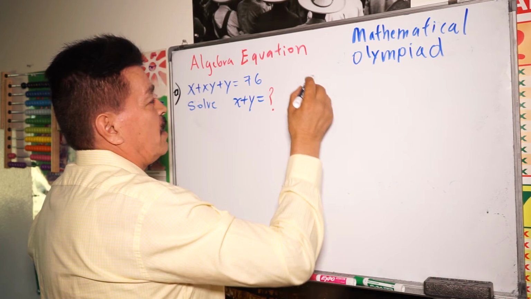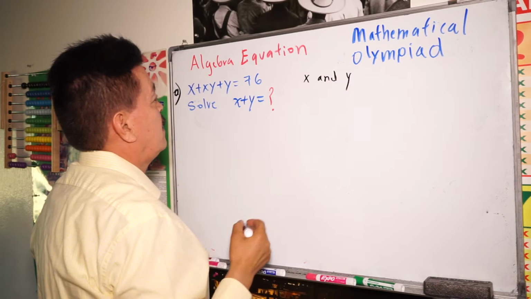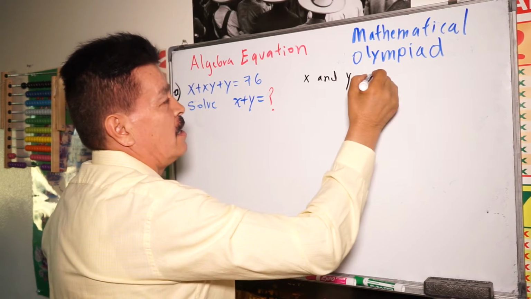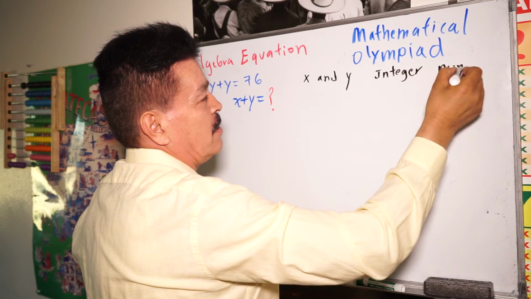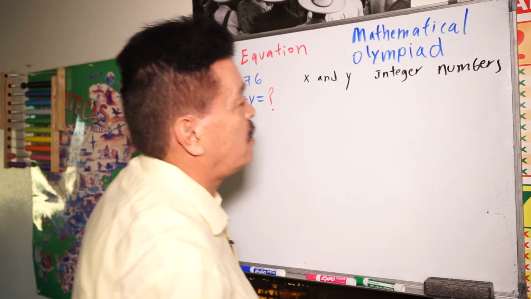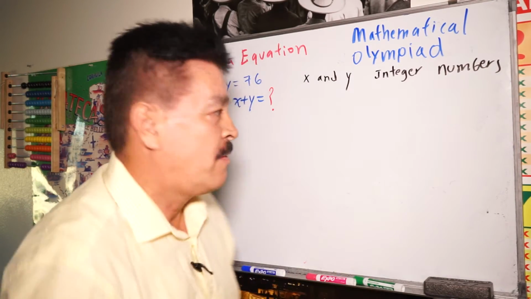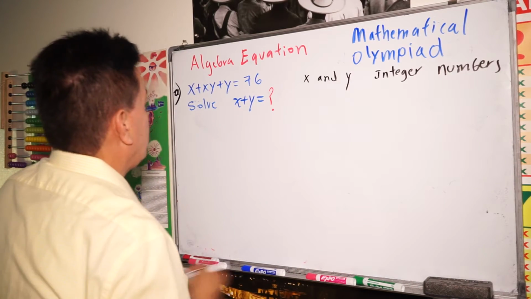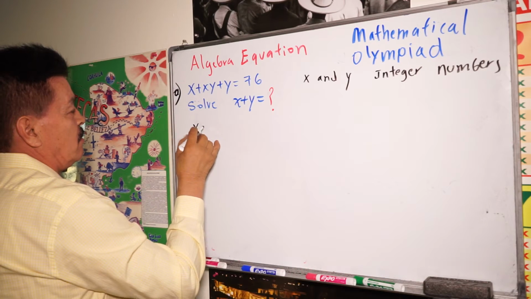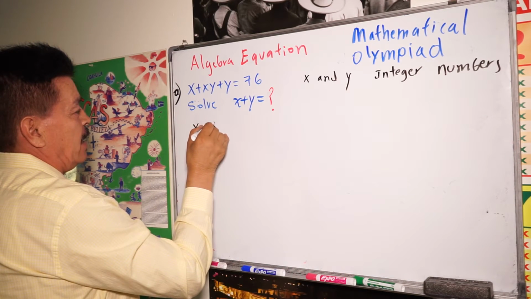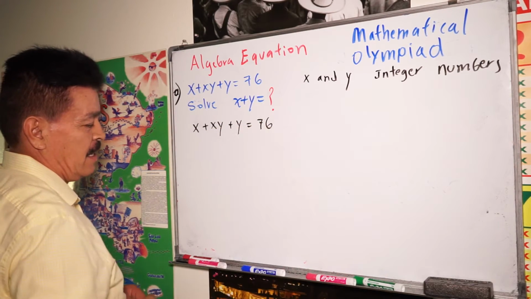First of all, we have to understand that x and y are integer numbers. Okay, integer numbers. What else? I think that's it. So first of all, we must understand this equation, x plus xy plus y equals 76, right?